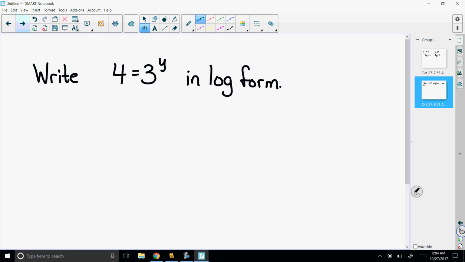log form. So if I take 4 is equal to 3 to the y power and ask you to write it in logarithmic form, you're going to have log, what's the base? 3. Your argument or answer is 4 and y. So when they give you a log problem, they are asking for the exponent. That's all they're doing. Asking for the exponent.